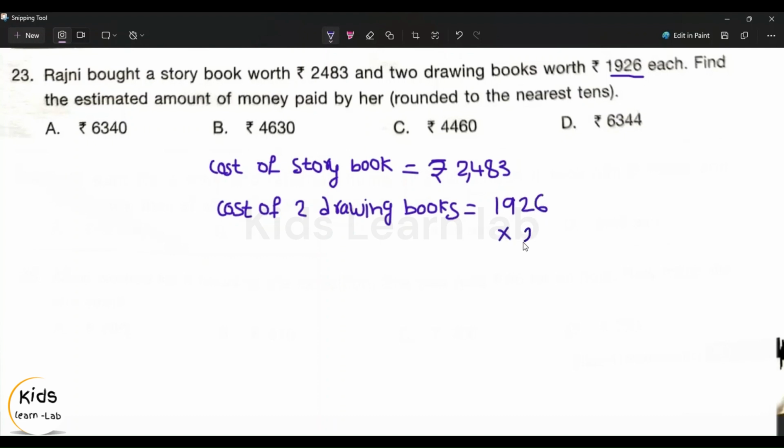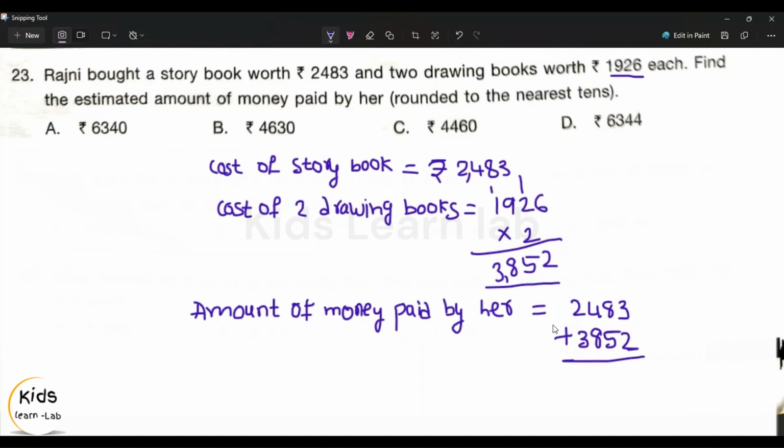So cost of 2 drawing books is equal to 1,926 into 2. So 2 sixes are 12, 1 carry, 2 twos are 4, 4 plus 1 is 5, 2 nines are 18, 1 carry, 2 ones are 2, 2 plus 1 is 3. So we got the cost of 2 drawing books 3,852. So find the estimated amount of money paid by her.